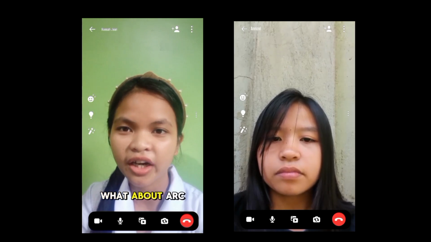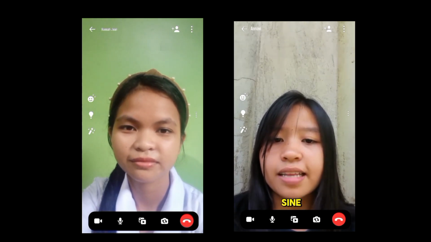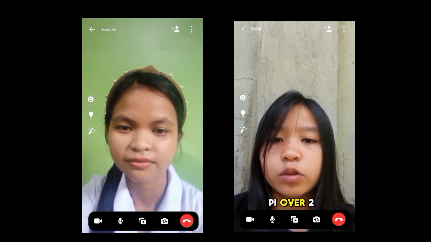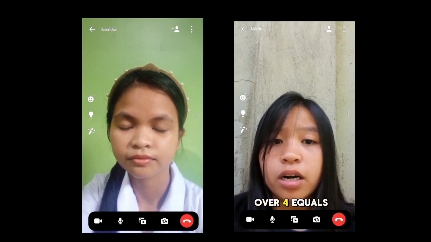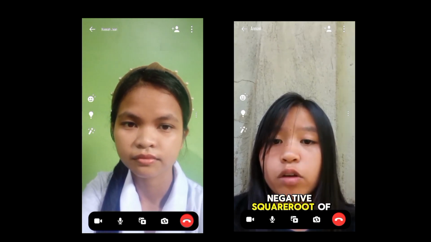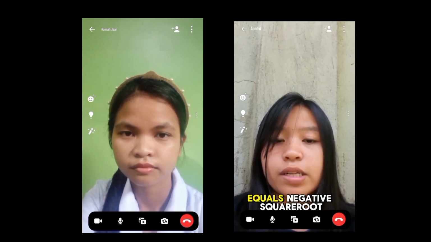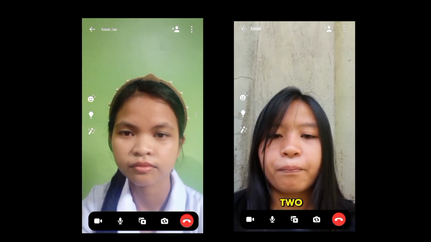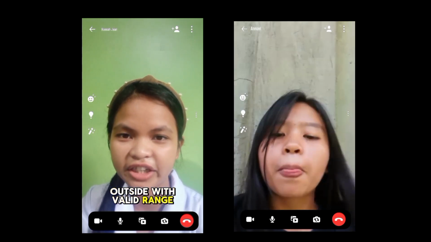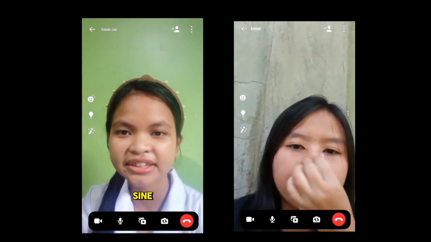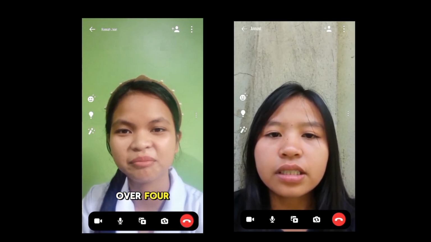Perfect. What about arcsine negative square root 2 over 2? We need to find theta where sine theta equals negative square root of 2 over 2 from the unit circle. Sine negative pi over 4 equals negative square root of 2 over 2, and sine 5 pi over 4 equals negative square root of 2 over 2. Again, 5 pi over 4 is outside the valid range. So the correct answer is arcsine negative square root of 2 over 2 equals negative pi over 4.